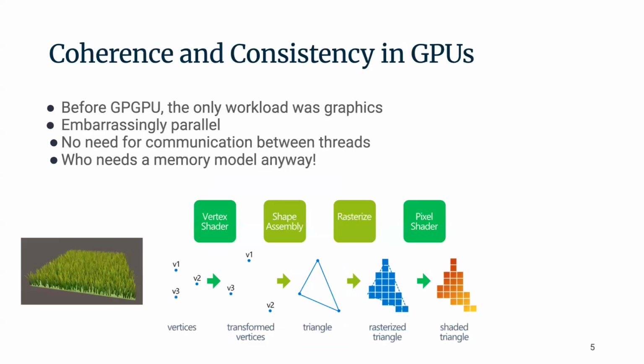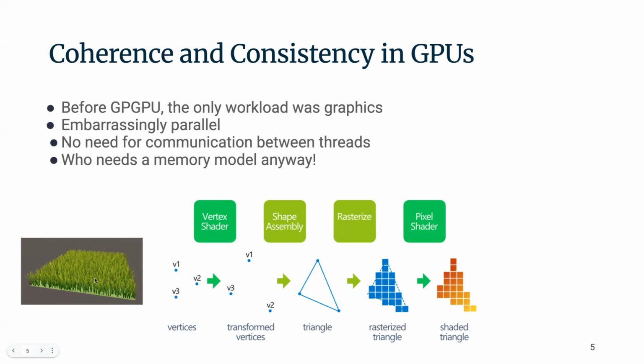Coherence and consistency in GPUs, how did that work? Before general purpose programming on GPUs, the only workload was graphics. It's embarrassingly parallel. On a graphics pipeline, the only programmable things we do are the vertex shader and the pixel shader. The vertex shader gets a bunch of vertices, each of which is basically a point in 3D space, and transforms it into a different point in 3D space. An example that you might see in games is blades of grass swaying around in the wind. That's done in a vertex shader, actually.